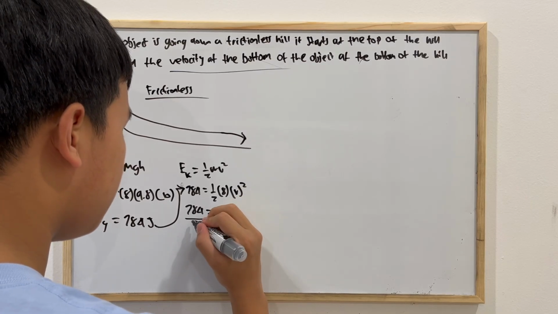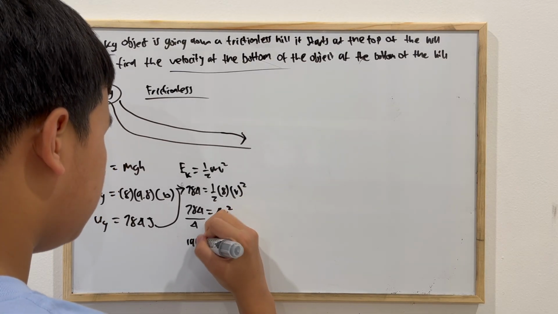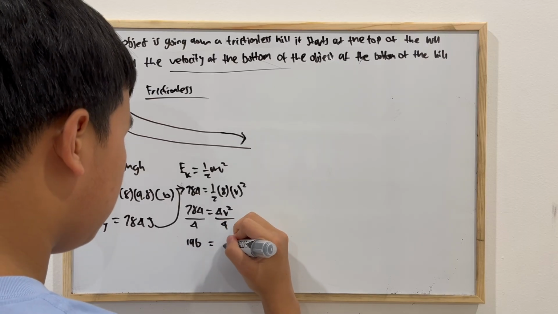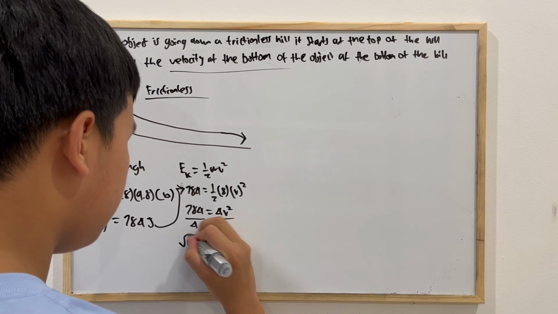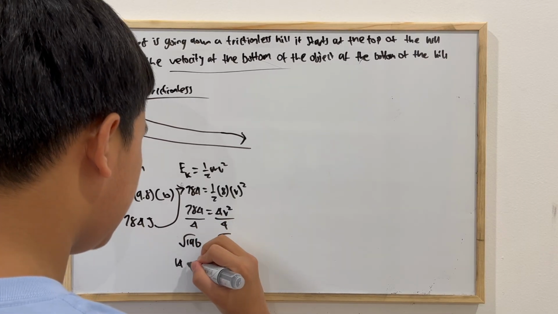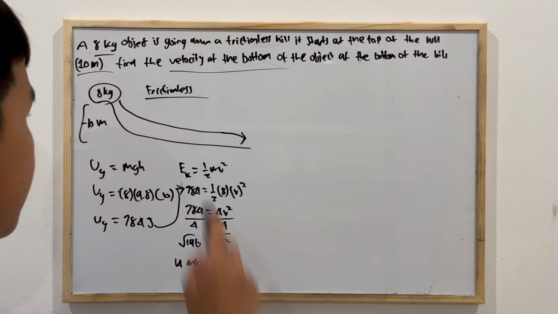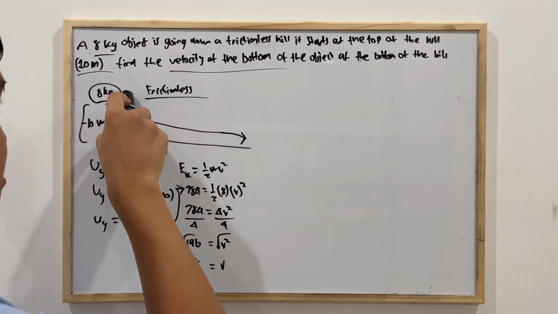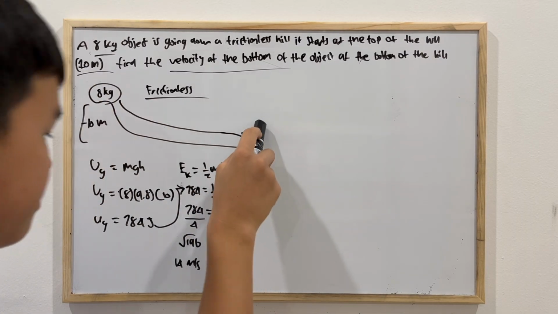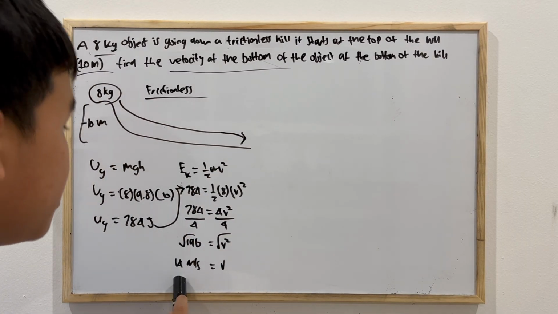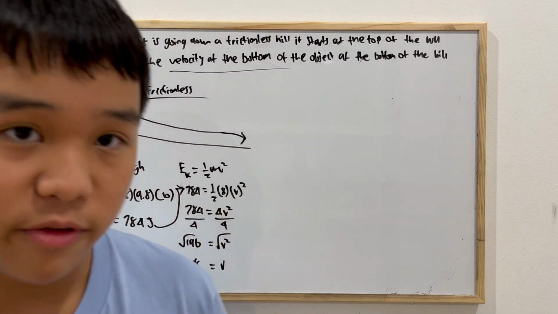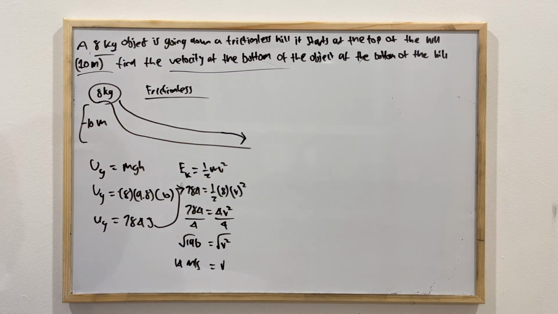So you just divide both sides by 4. You get 196 equals v squared. You just root both sides. 14 meters per second as your velocity value. So this means that when the 8 kilogram object is at the bottom of the hill, the velocity would be 14 meters a second.